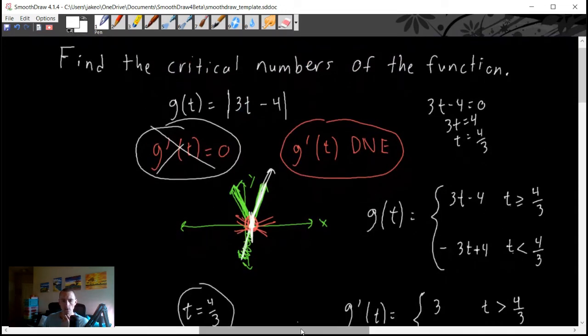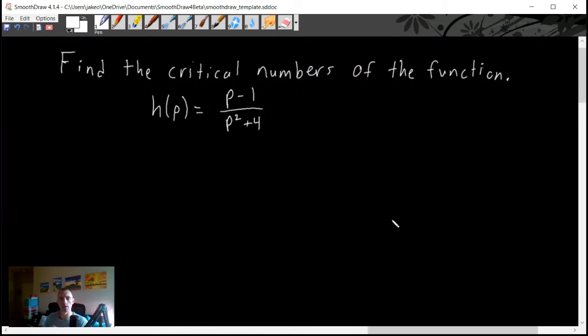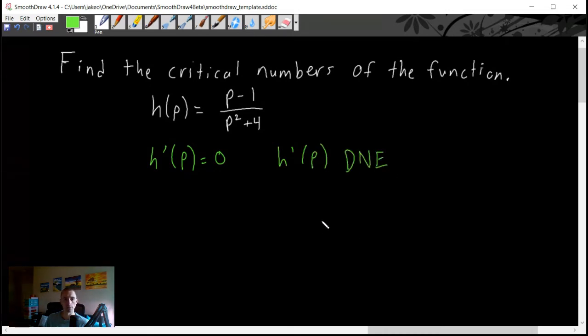Okay, so let's go ahead and go into one other example here. Again, same thing we've been doing. Find the critical numbers of the function. In this example, we have h of p equals p minus 1 all over p squared plus 4. Okay, so again, to find the critical numbers, we are always going to want to consider the same two things. Where does the derivative of your function equal 0? Where does the derivative of your function not exist? Those are always going to be the two conditions that create critical numbers. So you just need to figure out what p-values make that happen.